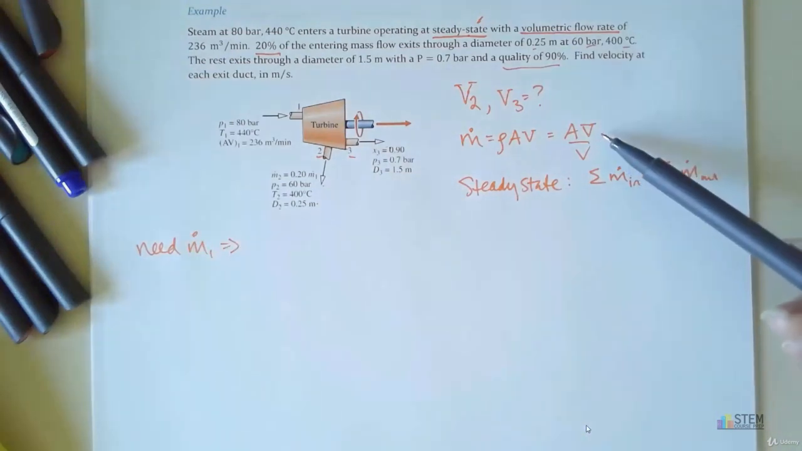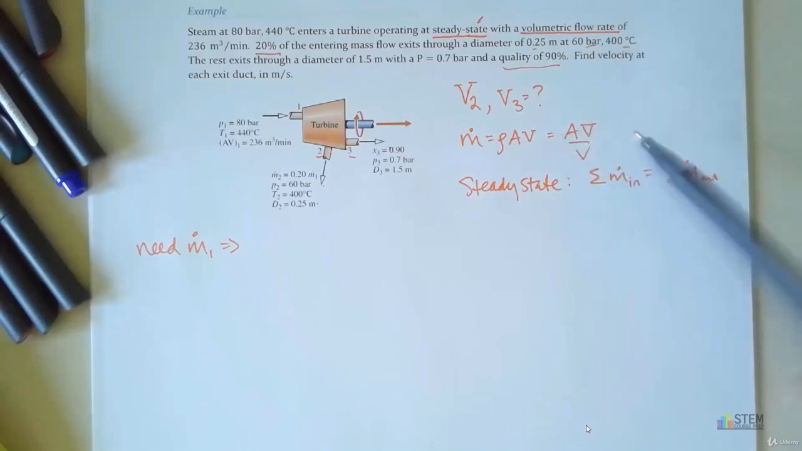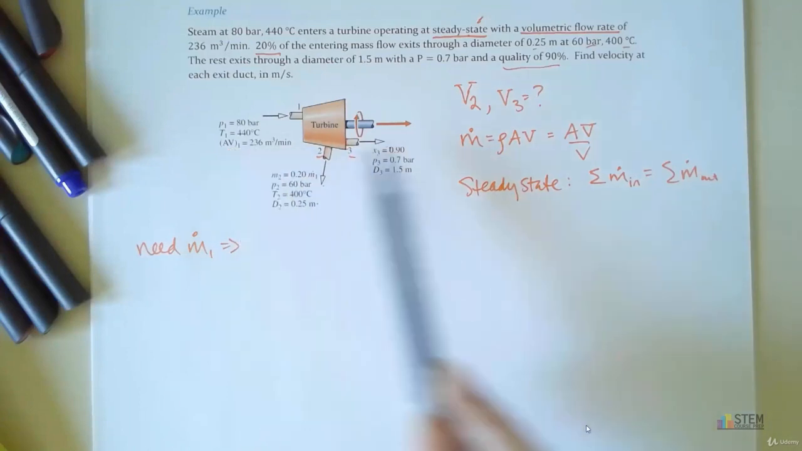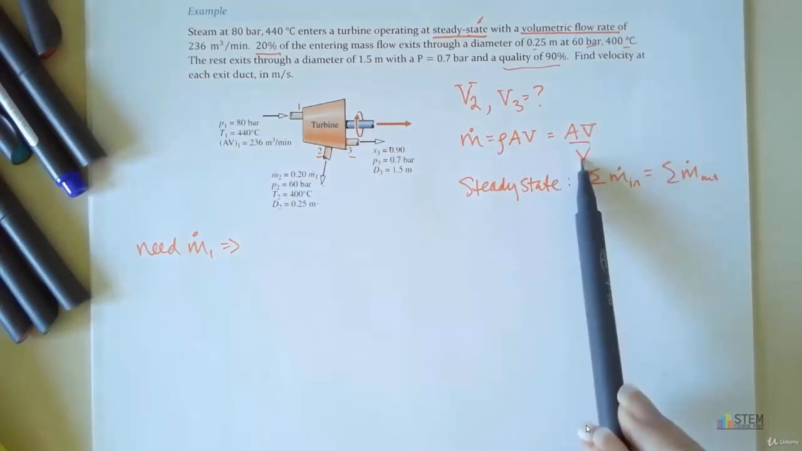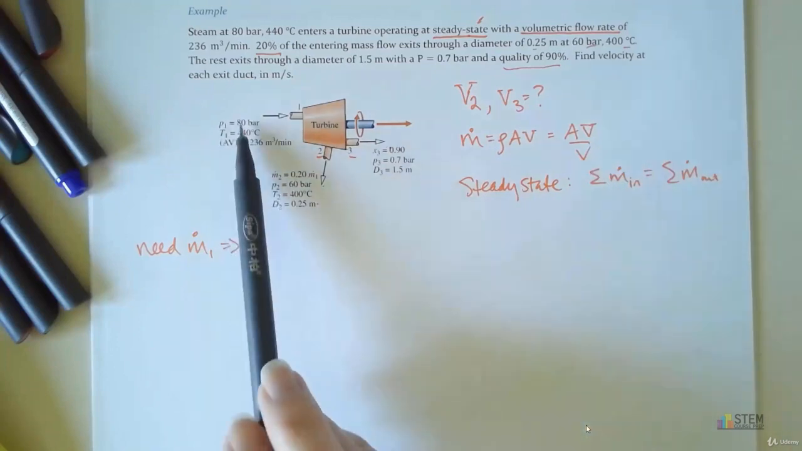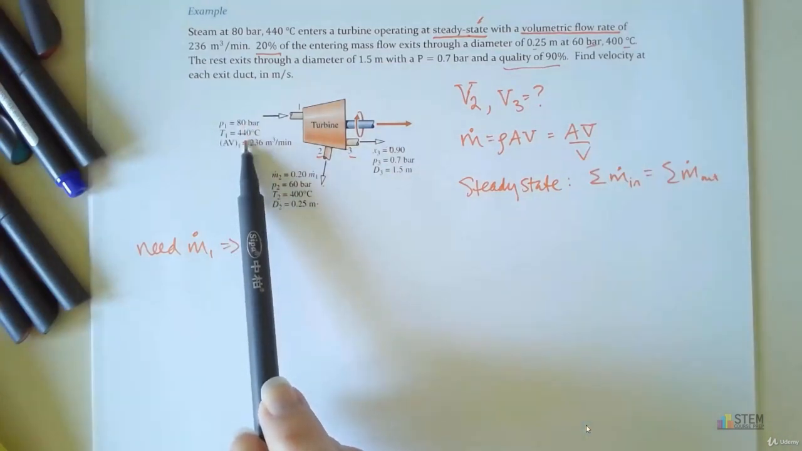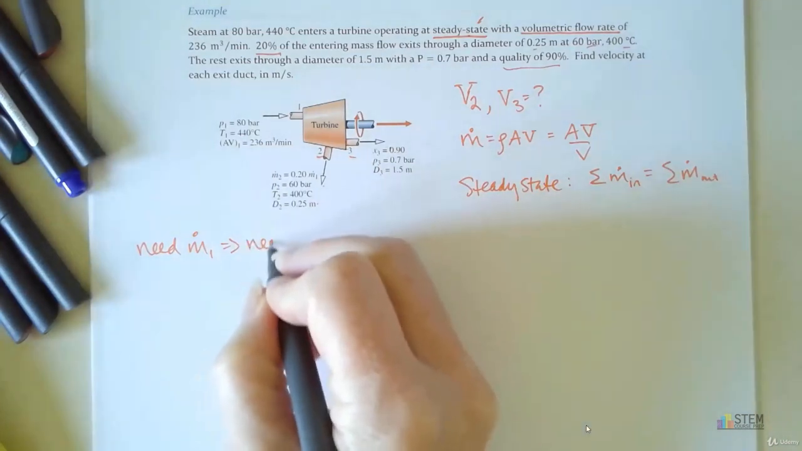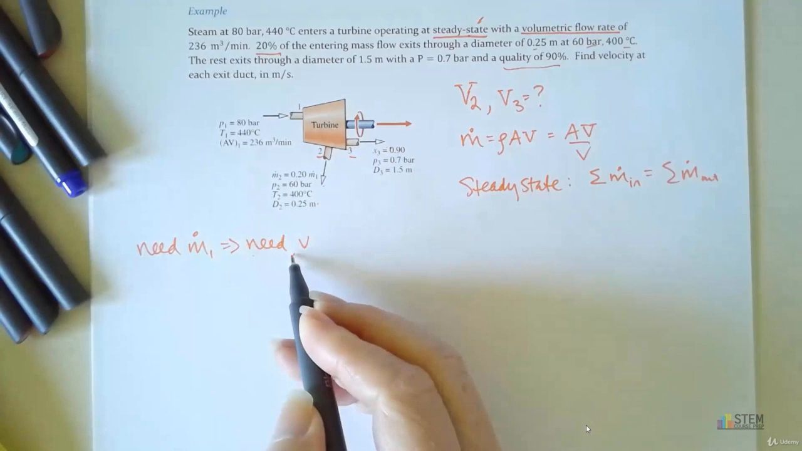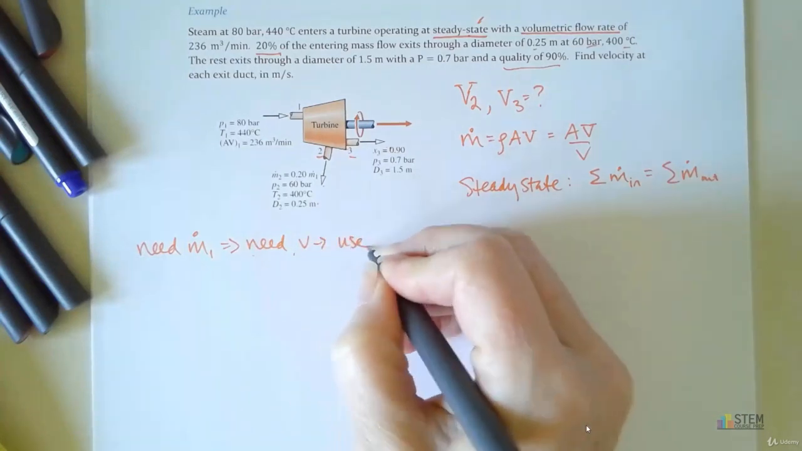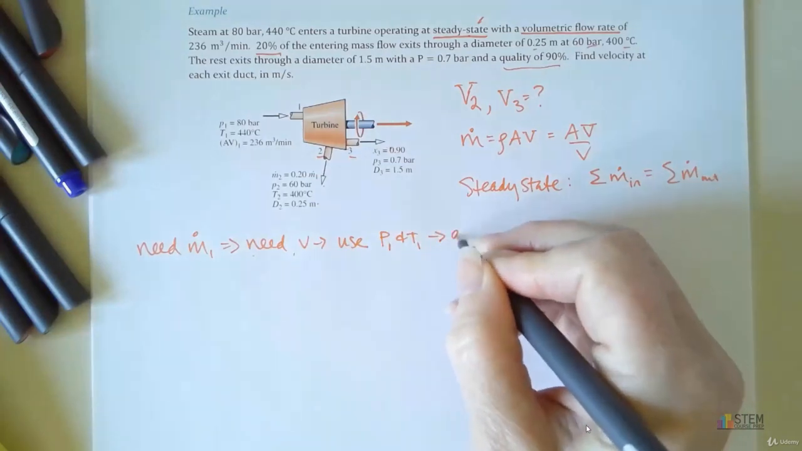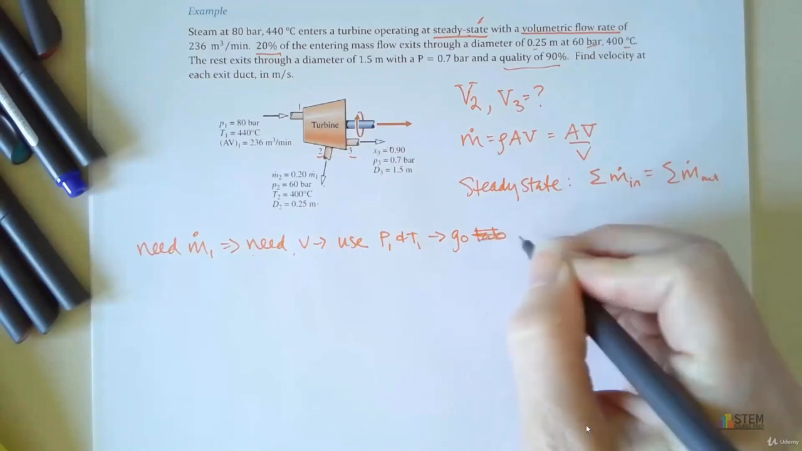Now let's look at this equation here. We're already given AV, right? The volumetric flow rate that was given, that's 236. So we have this numerator part. We don't have specific volume, but we do have the pressure and the temperature. So what's that going to let us do? That's right, we're going to head back to those tables, everybody's favorite. So let's write some of that down. So we need v. So we're going to use P1 and T1 and go to the tables.